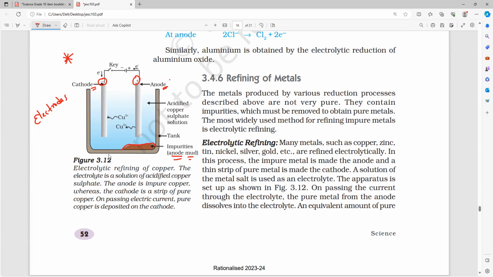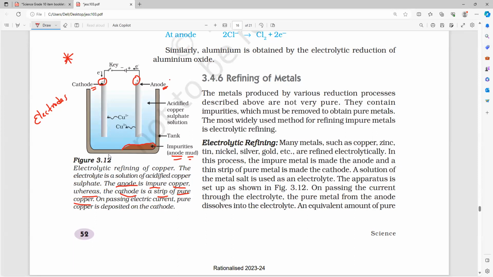And you can see here, from the anode, the ions are moving towards the cathode. That is very important. At the anode, you always need to take impure copper, whereas the cathode is a strip of pure copper. When the current keeps passing, the thickness of the anode keeps decreasing. The thickness of the cathode keeps increasing, because the metal is going to deposit on it.